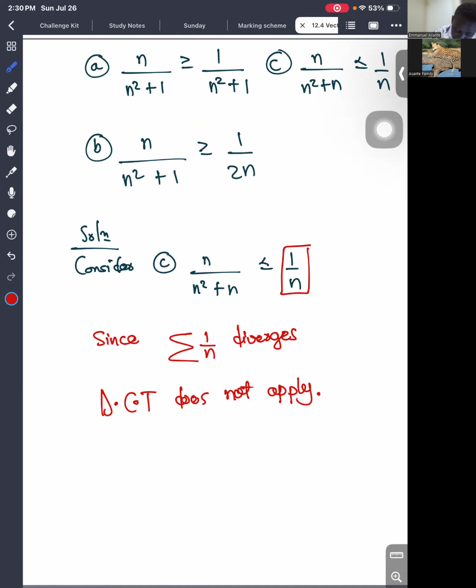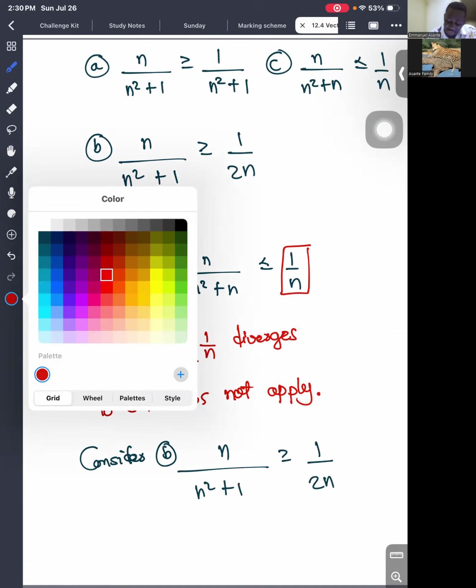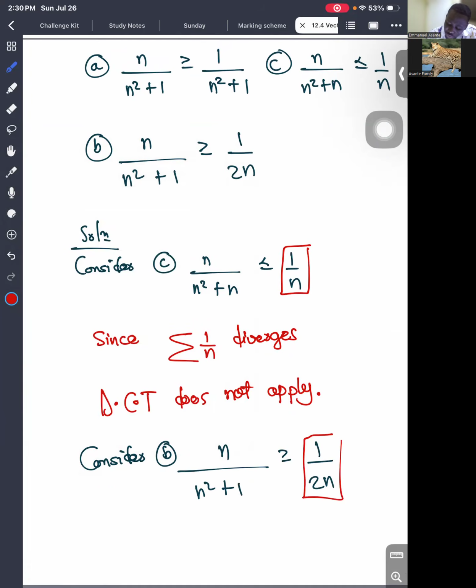Then let's consider B. B says that n over n squared plus 1 is greater than or equal to 1 over 2n. So this is why you have to solve more examples, because you have to train yourself to see the similarities. What is really the difference between 1 over n and 1 over 2n?